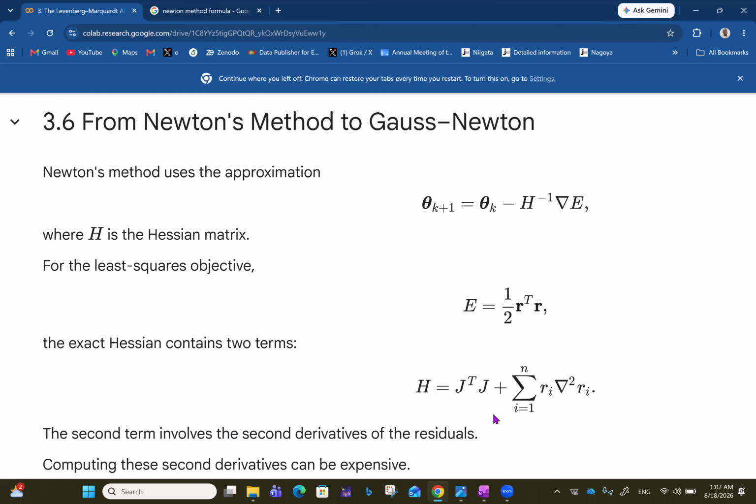H is equal to J transpose J, because if we multiply through by the Hessian, we have H is J transpose J plus the summation from i equals 1 to n of R sub i times the Hessian of R sub i. So the second term involves the second derivative of the residuals. Computing these second derivatives can be expensive. It can be such a task, right?